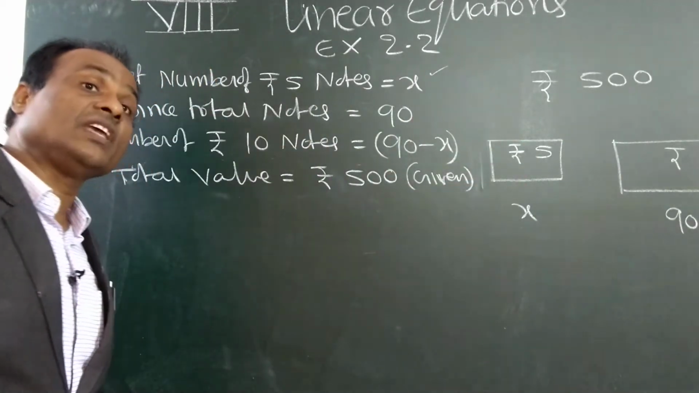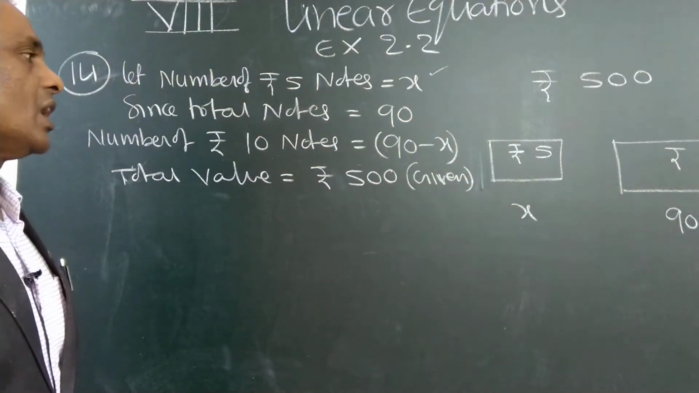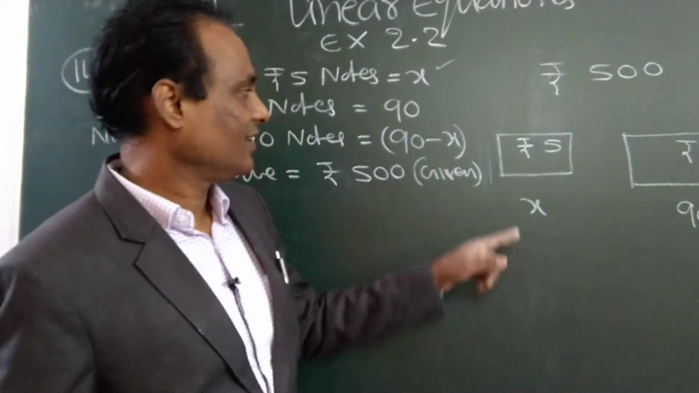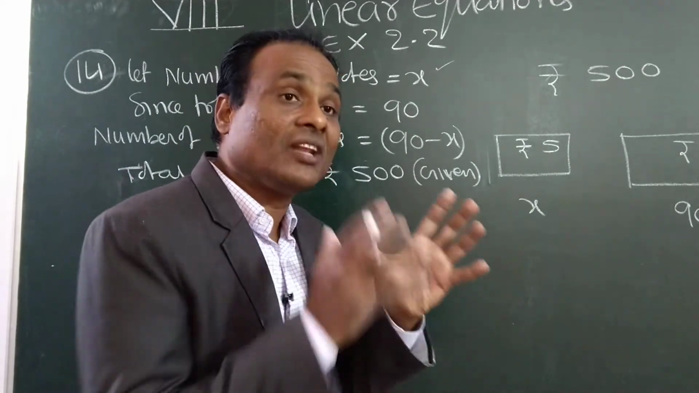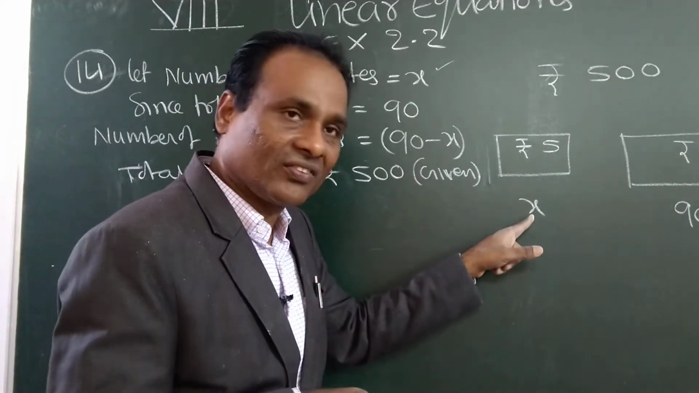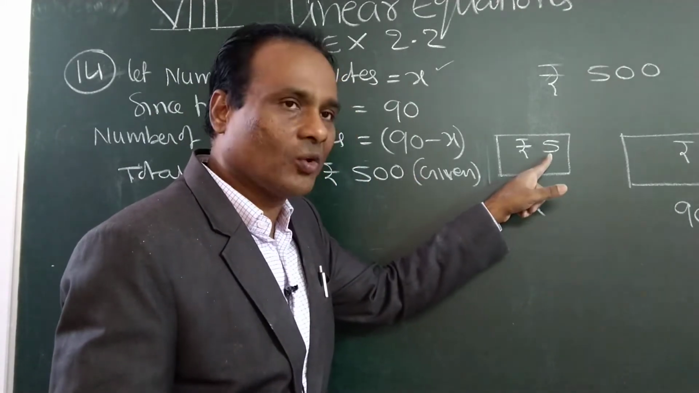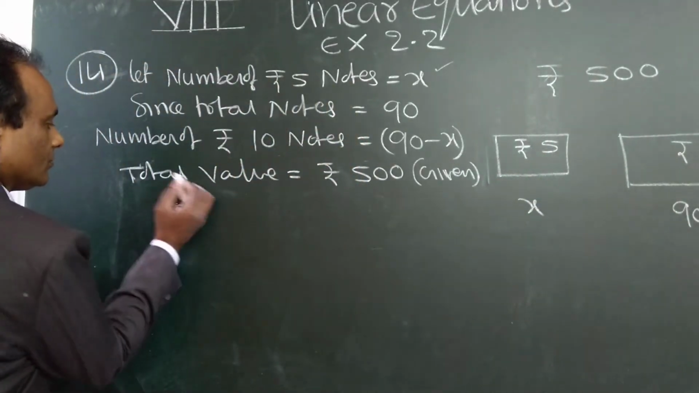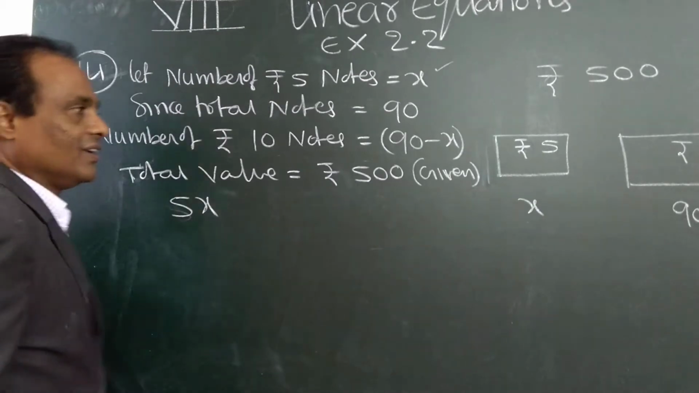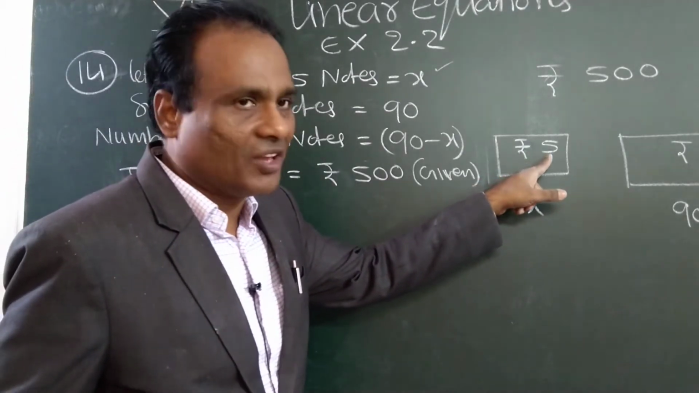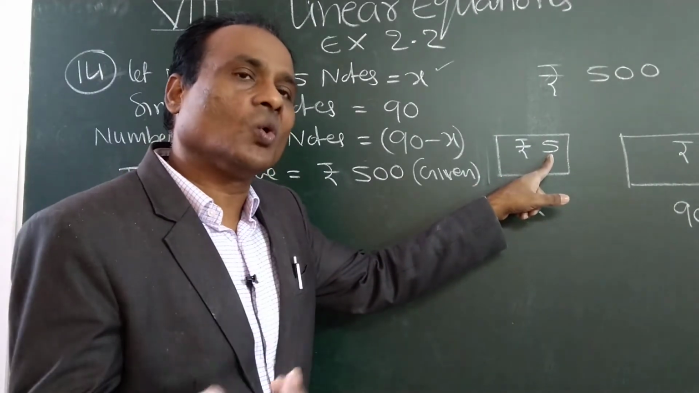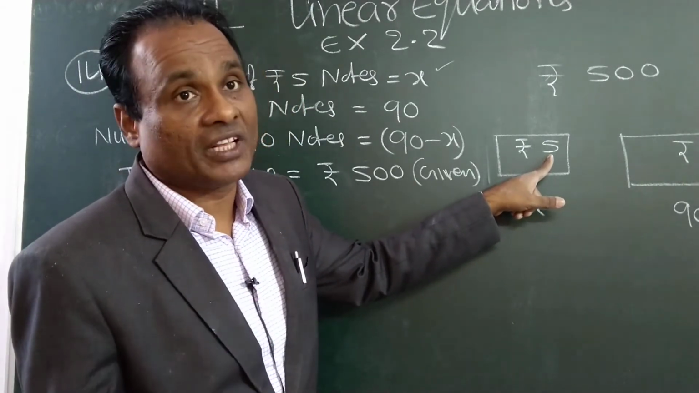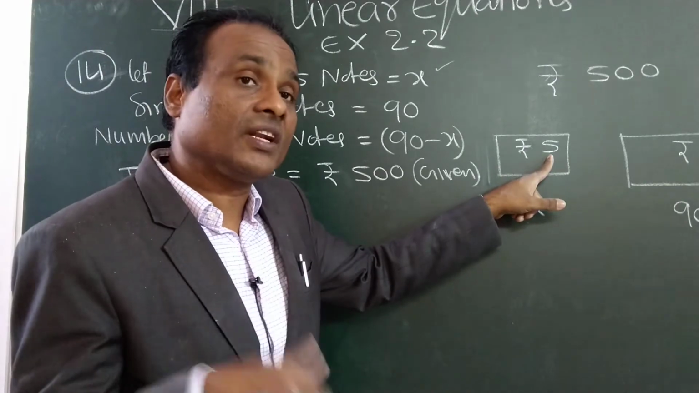Total how much money do we have? 500 rupees. So as per the problem, how many 5 rupee notes do we have? X. Each note is 5 rupees, so the total amount is 5 into X. Suppose you have 2 notes, 5 into 2, 10 rupees. 3 notes, 5 into 3, 15 rupees. 10 notes, 5 into 10, 50 rupees.